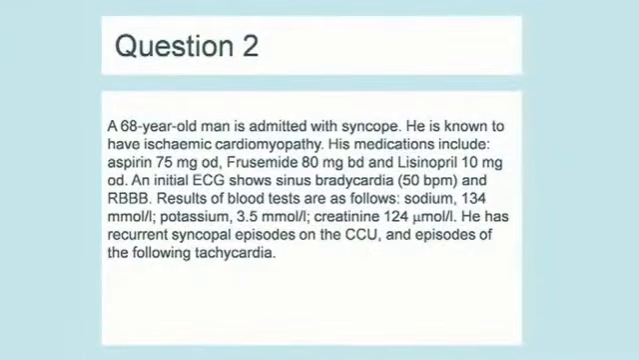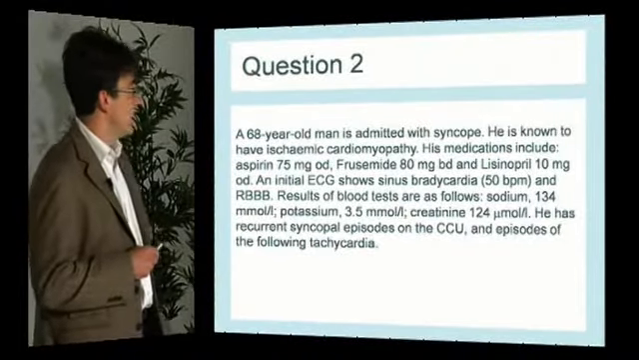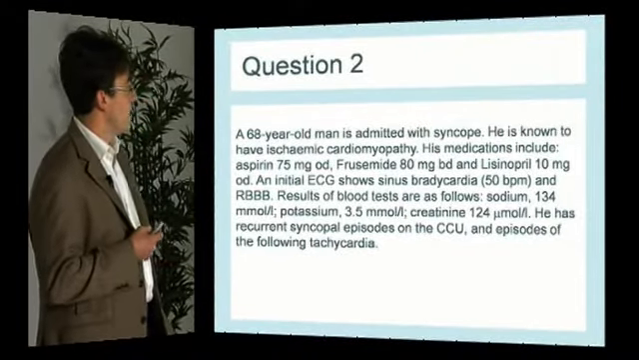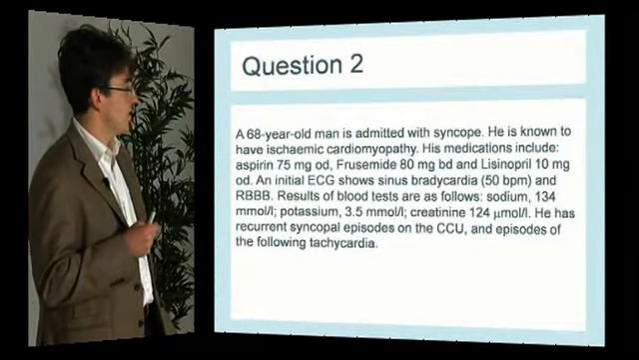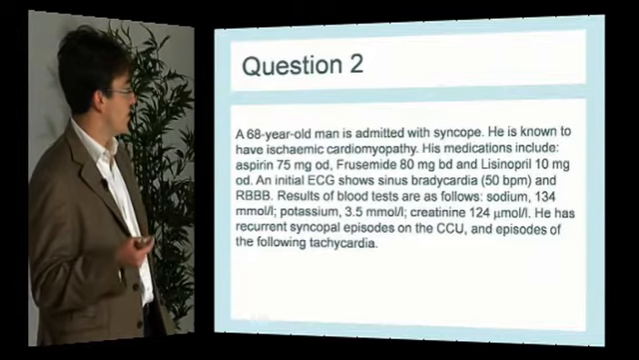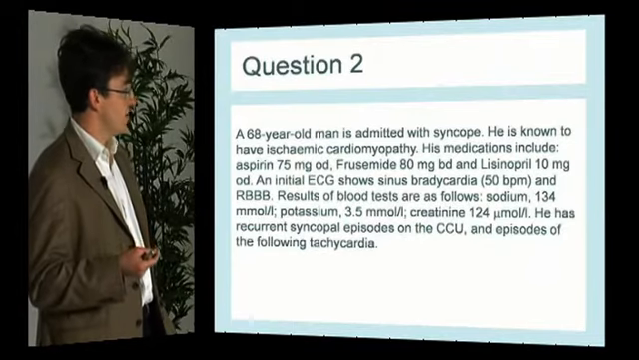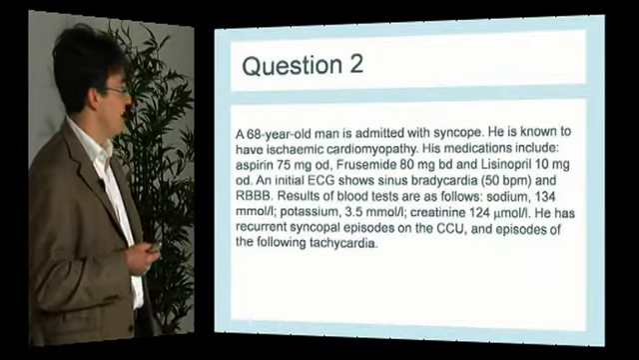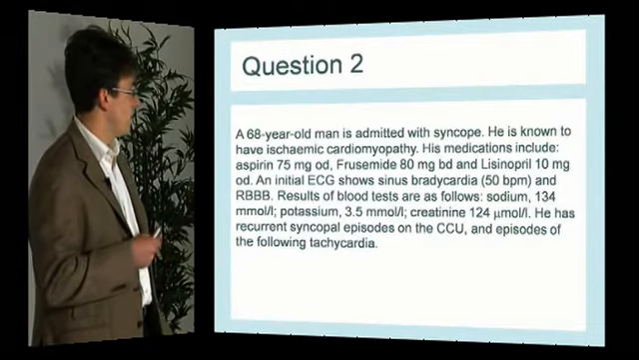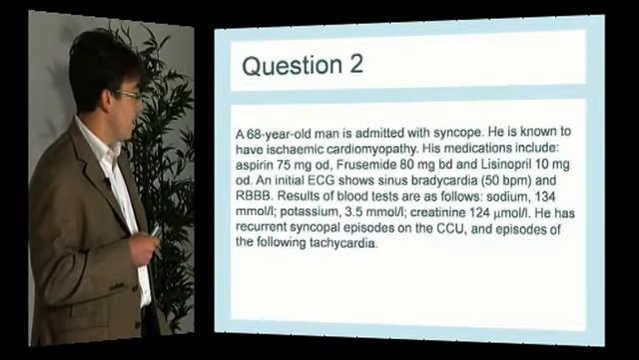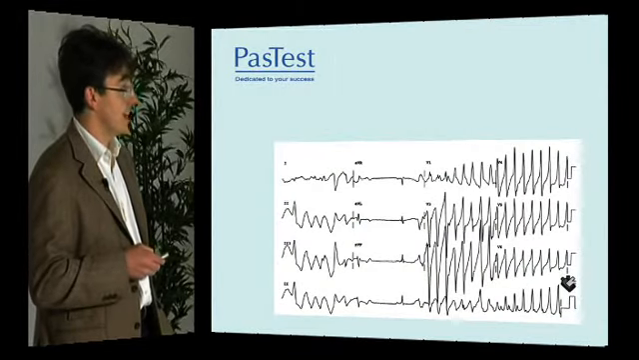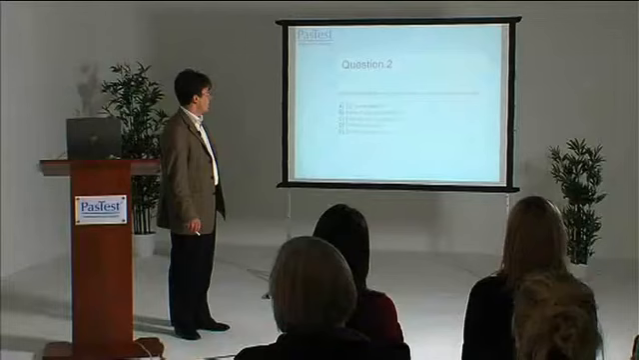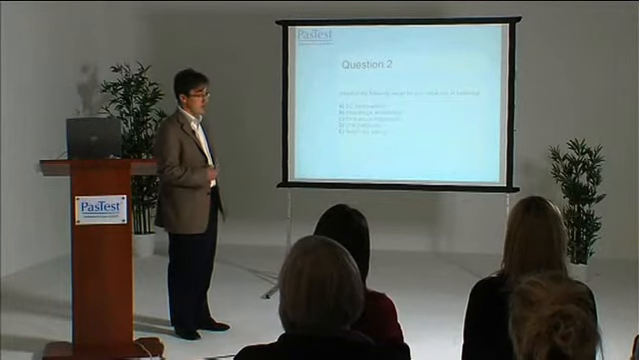Now move on to question 2. So question 2 is a 68-year-old man who's admitted with syncope. He's known to have ischemic cardiomyopathy. His medications include aspirin 75 milligrams, furosemide 80, lisinopril 10. An initial ECG shows sinus bradycardia with a rate of 50 and a right bundle branch block. He has various bloods taken, and he has a run of the following tachycardia. The question you're asked is, which of the following would be your initial line of treatment?